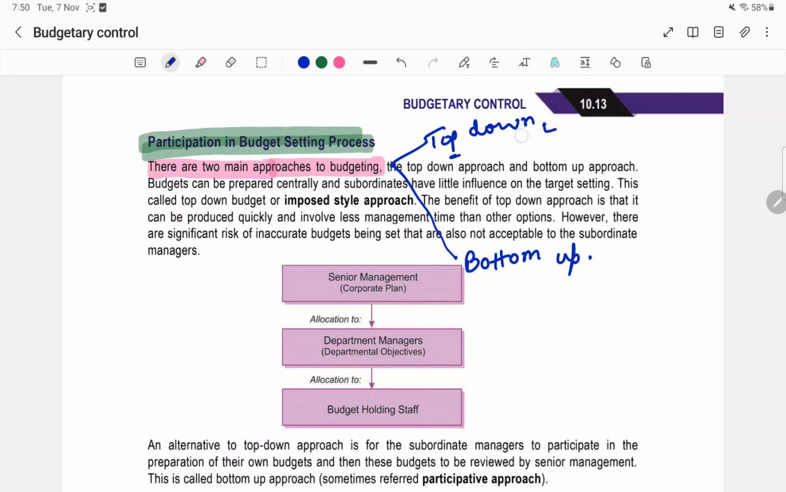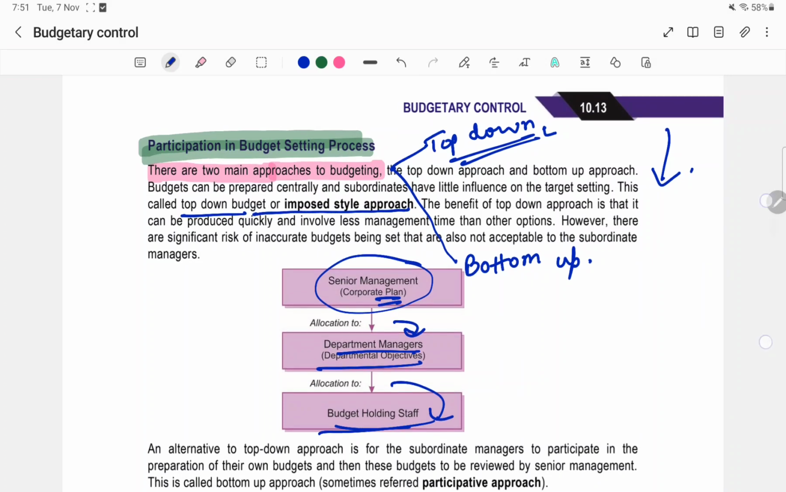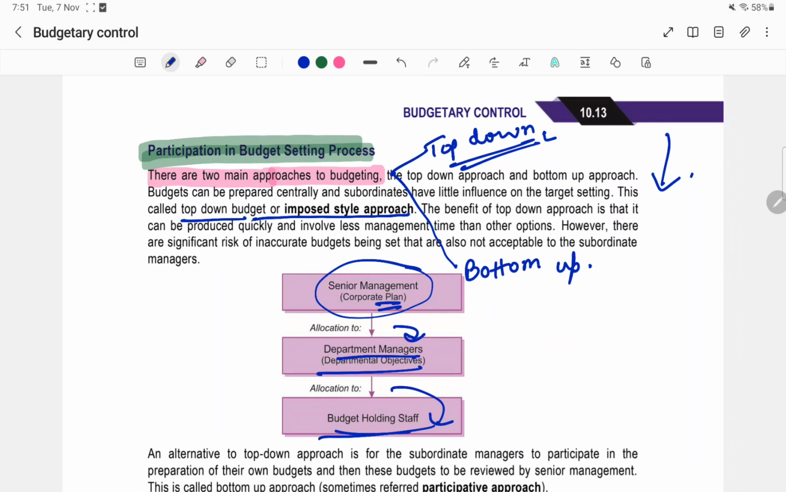See, so top down, by the name only you can see that the budgetary approach of the top down budget is that they will just communicate it, like there will be a hierarchy. The senior management will set the corporate plan, that is will set the budget, then it will allocate it to the departmental managers, and then it will be allocated to the budget holding staff. That is, they don't ask the workers, they don't ask the lower levels, they just directly set the budget on their own and impose it on the lower level. So it is also known as the imposed style approach. What is the meaning of imposing something? Like we impose our decisions on others. So that is what it is, top down budget or the imposed style approach.